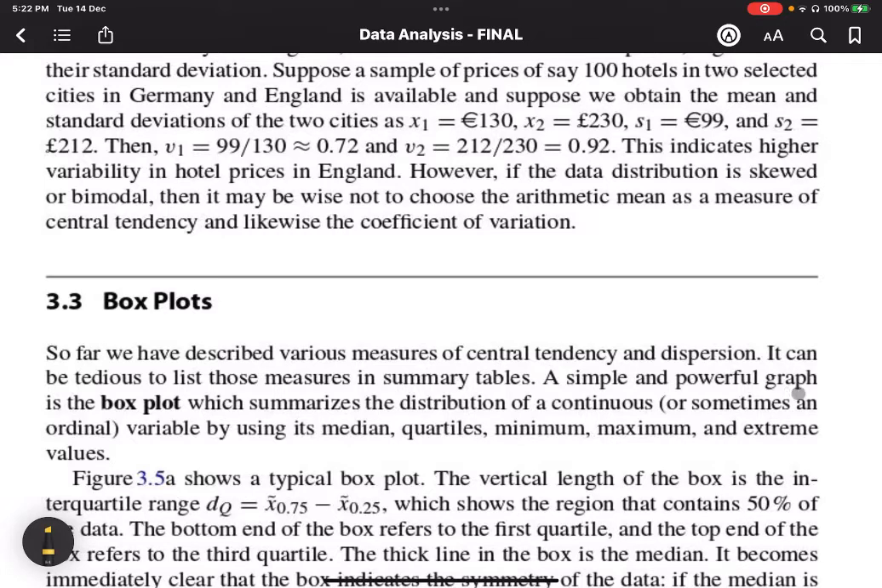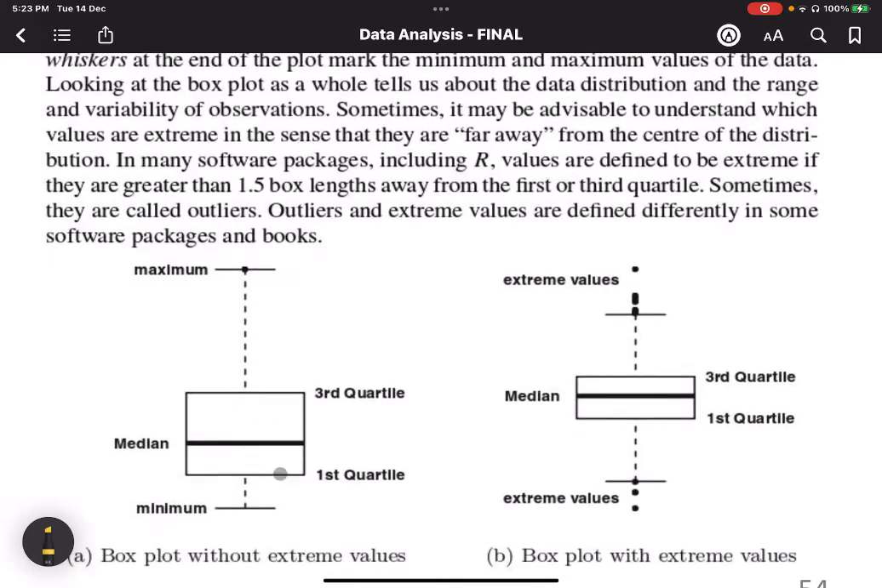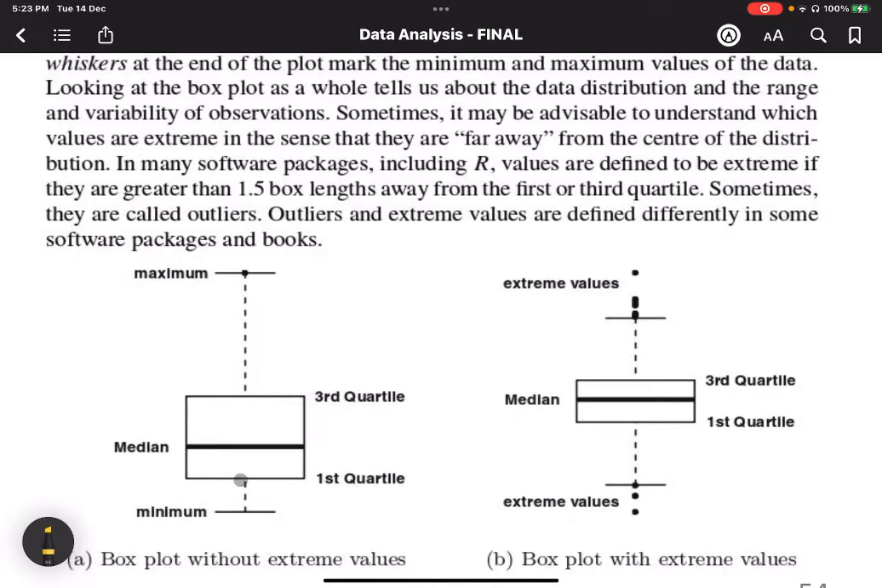A simple and powerful graph is the box plot, which summarizes the distribution of a continuous or sometimes ordinal variable by using its mean, quartiles, minimum, maximum, and extreme values. And sa box plot kasi, pwede nating i-represent yung various data na to, no? Sa isang graph lang, no? Tulad nito, we can represent maximum and the minimum value. We can also show the median kung siya ba ay nasa center or skewed.